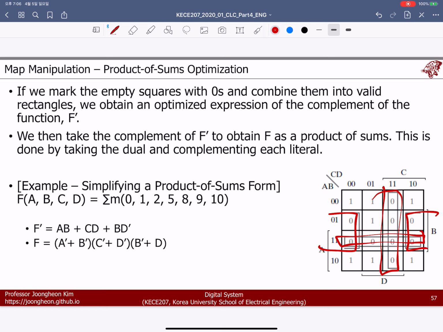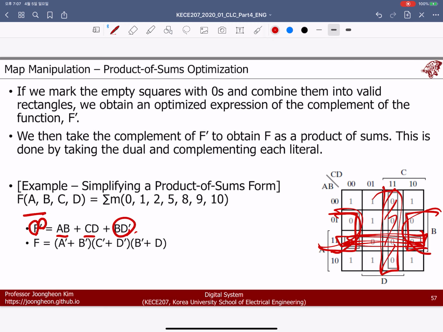Or, yeah, and that's it. So this is kind of the complement of our desired solution. That's why this is our solution, this is the complement. So then we can have A, B, and C, D, C, D, this is A, B, and then lastly we have B, B, D prime, B, D prime, okay?